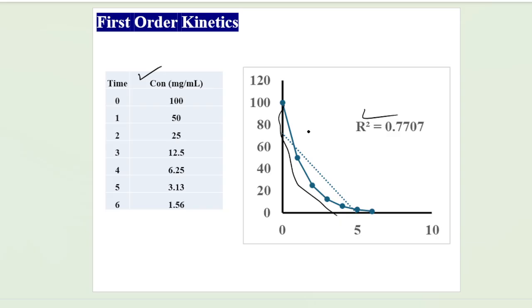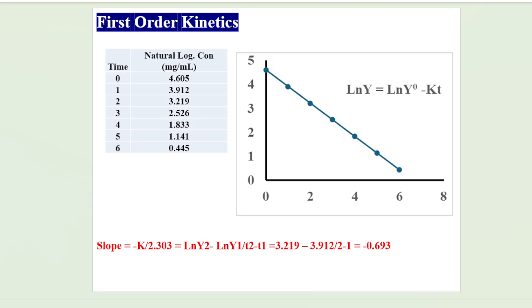It is very much less than 0.95. So this equation and this graph cannot be used to calculate the slope because the r value is less than 0.95. But if you convert the data into natural log and plot it on the rectangular graph paper, you will get a straight line, and in this case the slope is equal to minus k, as I explained earlier, or minus k divided by 2.303, and it is equal to the natural log of y2 minus the natural log of y1 divided by t2 minus t1.